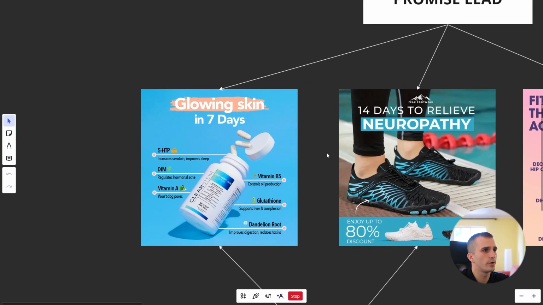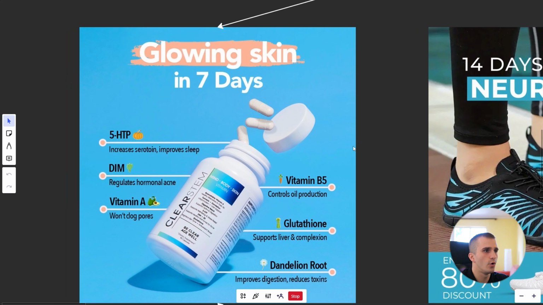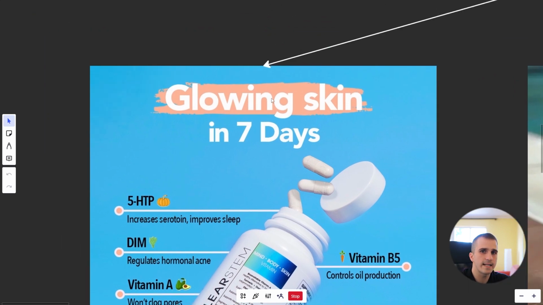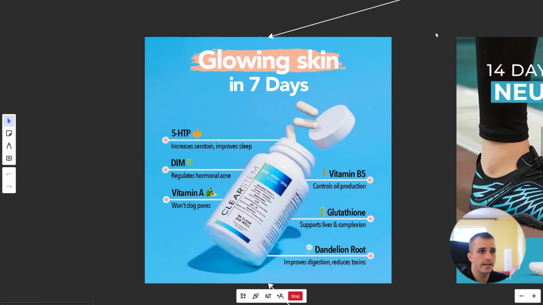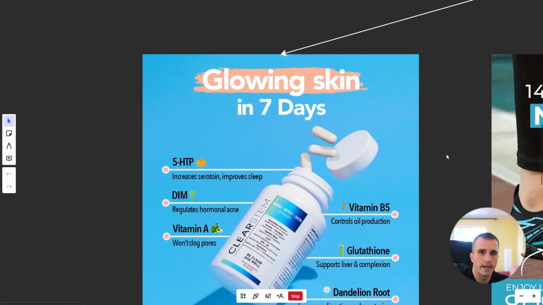And what you should do is, just like in this ad, you can see glowing skin in 7 days. So this ad is bringing the promise to receivers. You can see how they have highlighted the glowing skin because that's what matters to their customers. So when they're scrolling social media and they see this ad, the first thing that they're going to notice is the glowing skin. So that's how they get their attention. That's how they scroll stop.